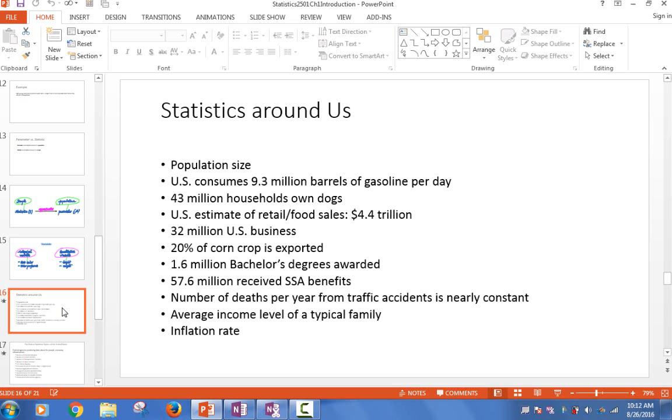Average income level of a typical family. Why would you want to know something like this? Again, you want to know how average families are doing economically, right? Does anyone know right now the average income level? No? Okay. Have any of you taken economics courses? Okay, everybody should take some economics courses, right?